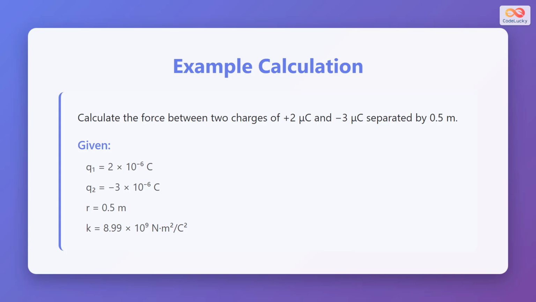Let's work through an example to see how Coulomb's law is applied. Calculate the force between two charges of positive 2 microcoulombs and negative 3 microcoulombs separated by 0.5 meters. First, we identify our given values. q₁ equals 2 times 10 to the negative 6 coulombs. q₂ equals negative 3 times 10 to the negative 6 coulombs. The distance r equals 0.5 meters. And Coulomb's constant K equals 8.99 times 10 to the power of 9 Newton meter squared per Coulomb squared. With these values, we can substitute them into our equation and calculate the force.